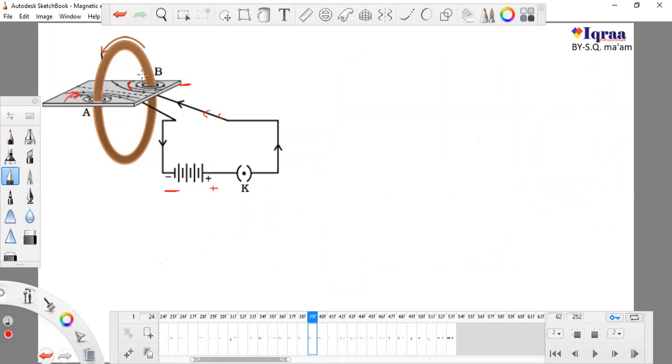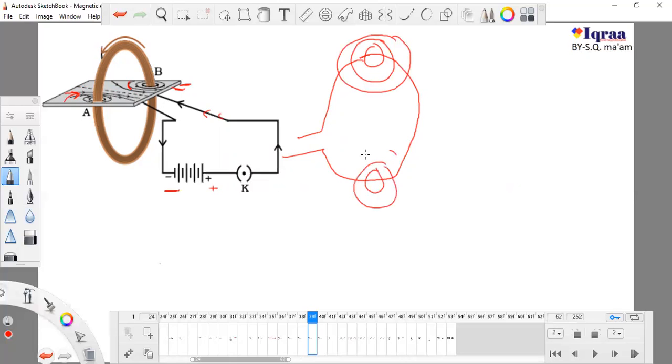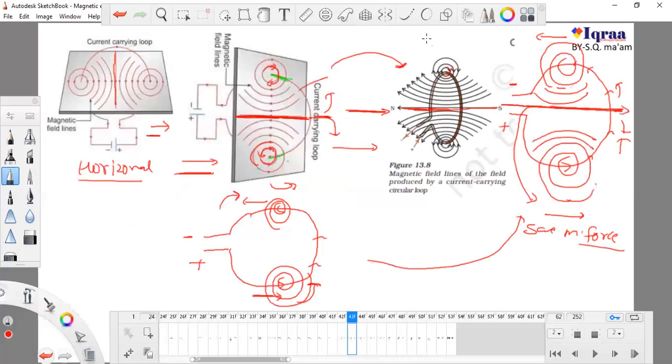Okay, now I just tilted this, and how I tilted this, that I made it like this and removed this cardboard. So definitely magnetic field lines will be produced in the same manner like this, but we are not able to see this, we just have to imagine this. Because we removed this cardboard, so how can we place iron flakes? So it is an imaginary thing.